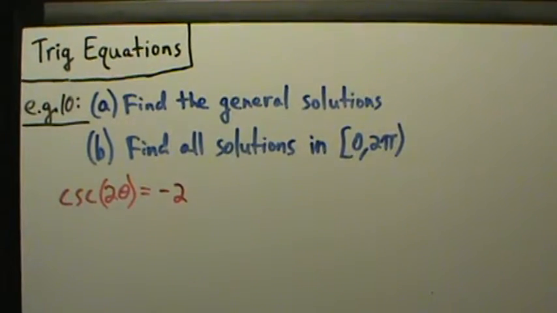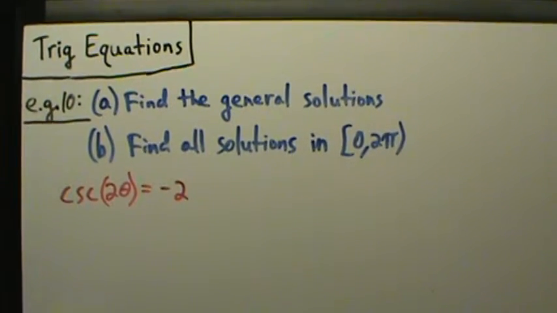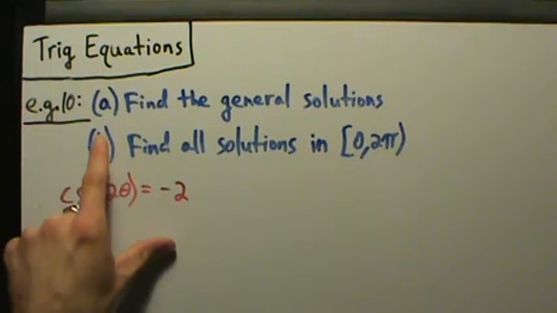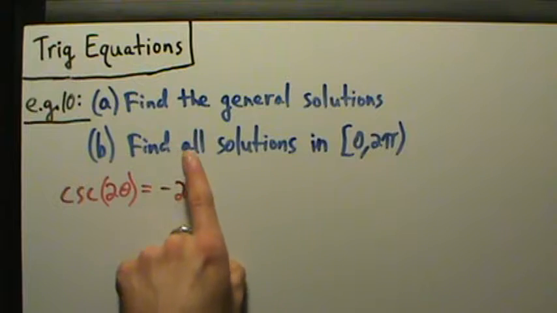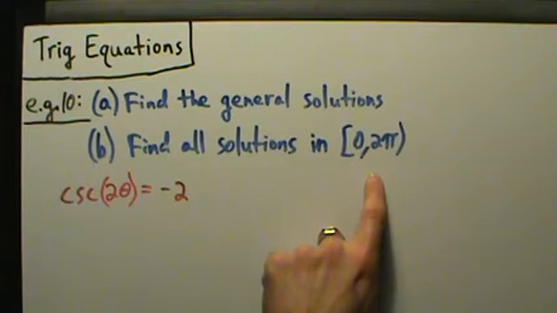Here is example 10 of solving trig equations. So here we have cosecant of 2 theta equals -2. This is going to be pretty similar to example 9, but not quite as complicated. The instructions are the same. Part A, find the general solutions. Part B, then after that, find the specific solutions in this interval 0 to 2 pi.